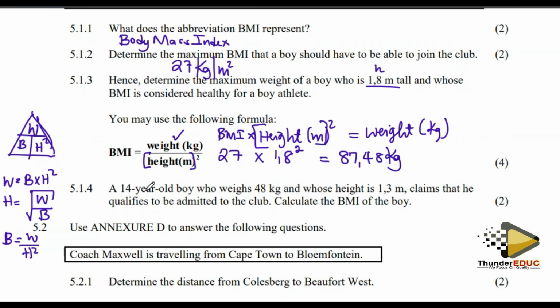5.1.4. A 14-year-old boy who weighs 48 kilograms, and whose height is 1,3 meters, claims that he qualifies to be admitted to the club. Calculate the BMI for the boy. So easy. As we did, BMI will equal the weight over the height squared. The weight has to be in kg. The height is in meters, nothing to convert. All we shall do is take 48 kg divided by 1,3 squared.